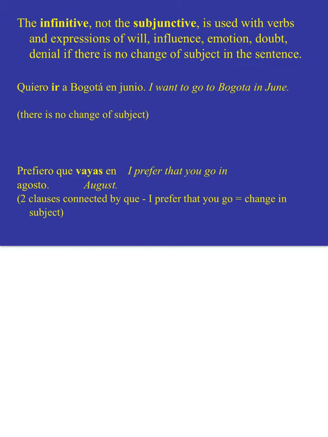You use an infinitive, not the subjunctive, when the expressions of will, influence, emotion, doubt, denial doesn't have a change in subject. There's no second clause. Quiero ir, I want to go, there's no second clause. Prefiero que vayas, here are our 2 clauses.